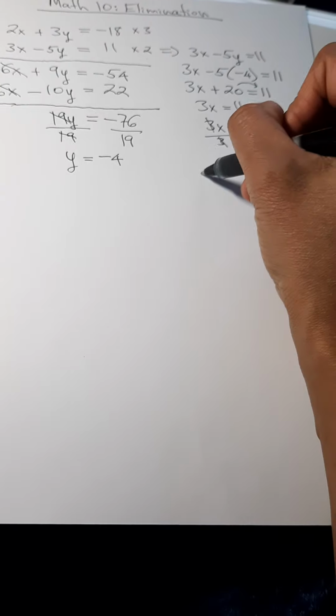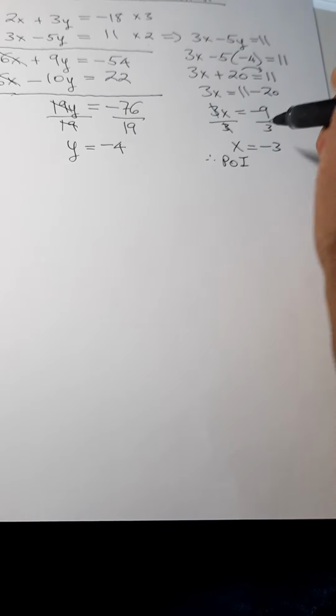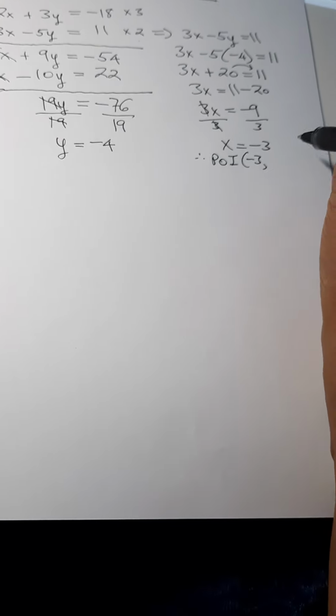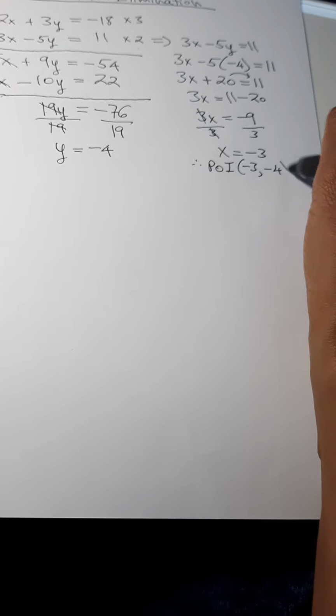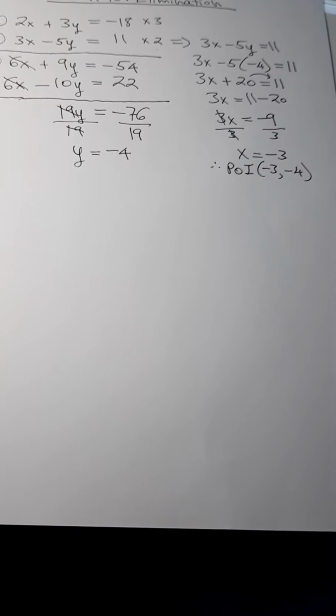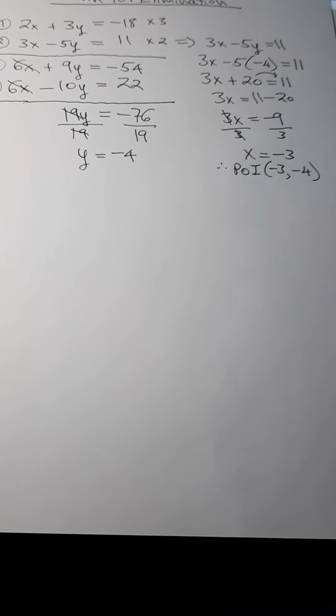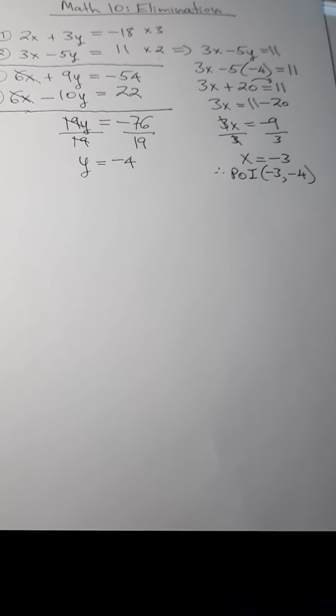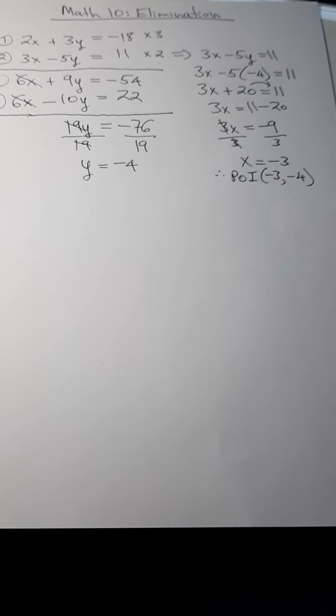Okay, then you're going to write the point of intersection as negative 3, my x coordinate, and then the y coordinate is negative 4. Okay, everyone's good there? And you always have to write the point of intersection, okay? Remember, in the process of elimination here, as soon as you get the POI, I can check my answer.